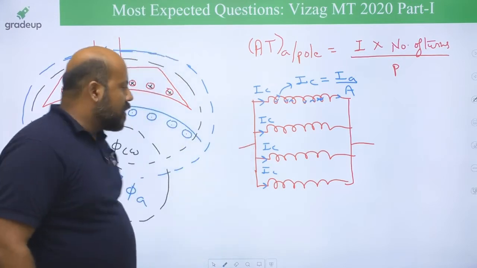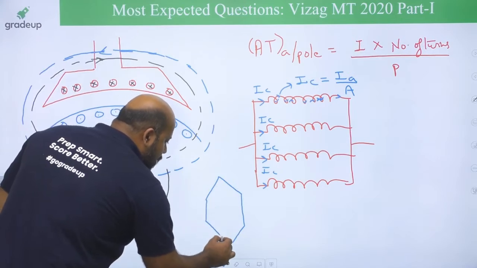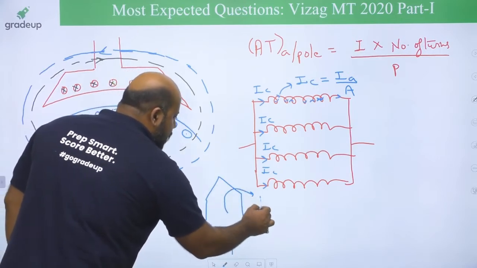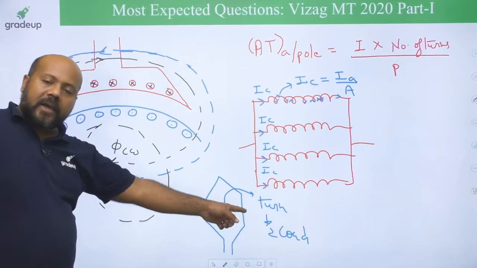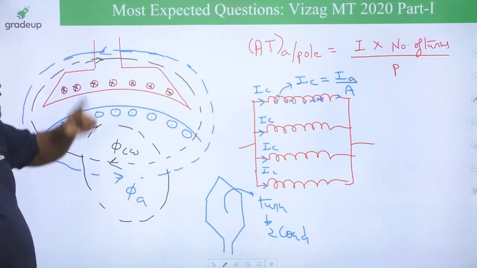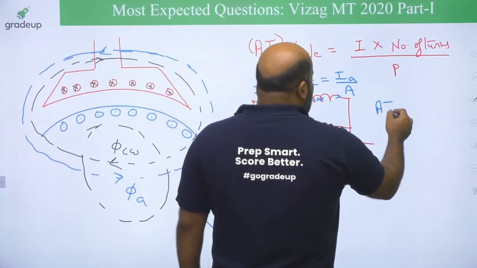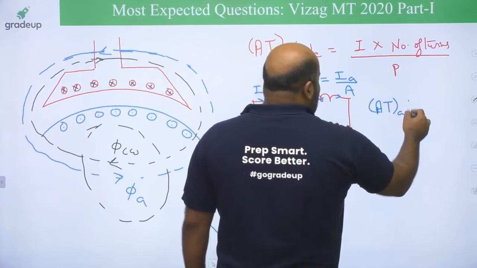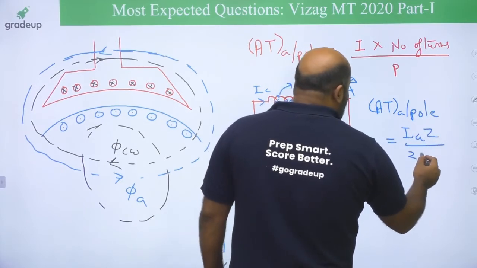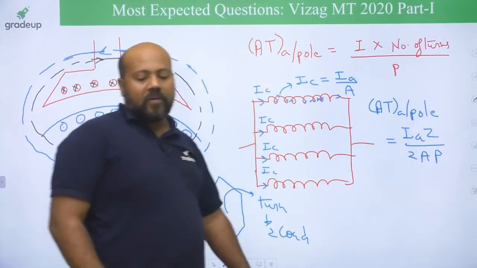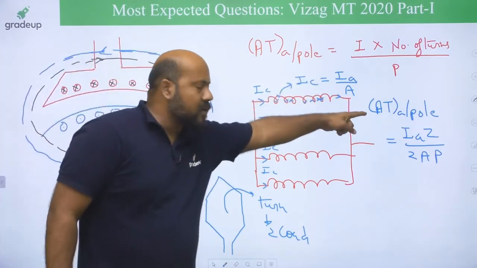What is the number of turns? Now one turn, you will be getting 2 conductors. 2 conductors A, B, C, D are required to give you 1 turn. So if there are Z number of conductors, how many number of turns? Z by 2. It means you can write the ampere turns of the armature winding per pole. It is going to be IAZ upon 2AP. This is something you have to always remember. This is very, very important: ampere turns of the armature winding per pole.